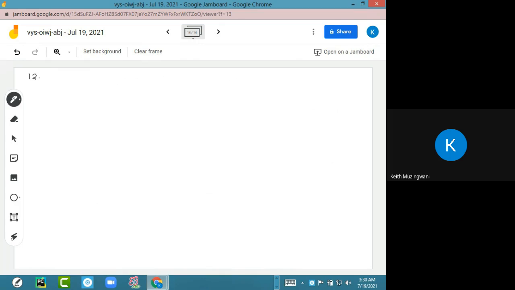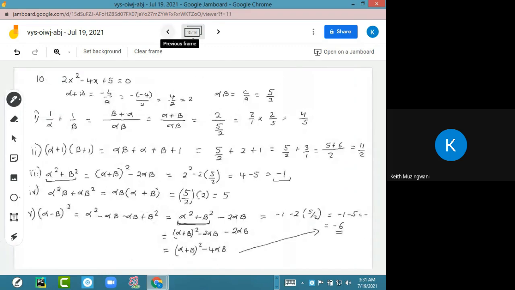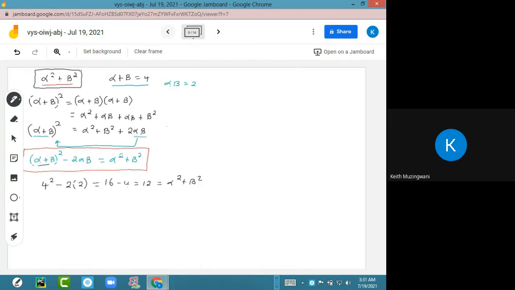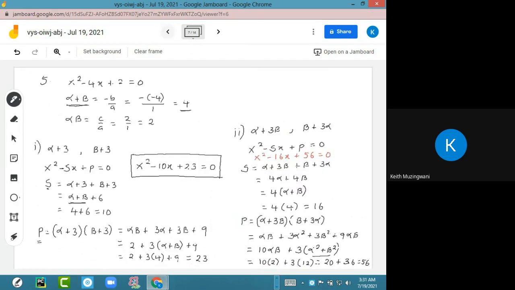Find the range of values of k so that the equation 3x squared minus 4kx plus k is equal to 0 will have real roots. So remember, the real roots come from where? It comes from the discriminant.